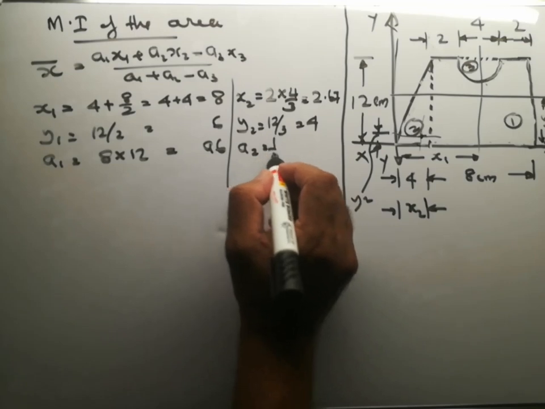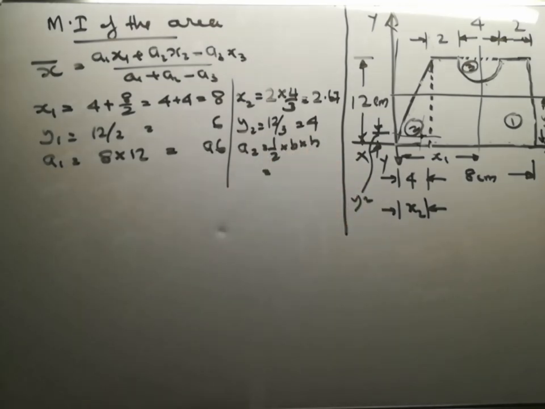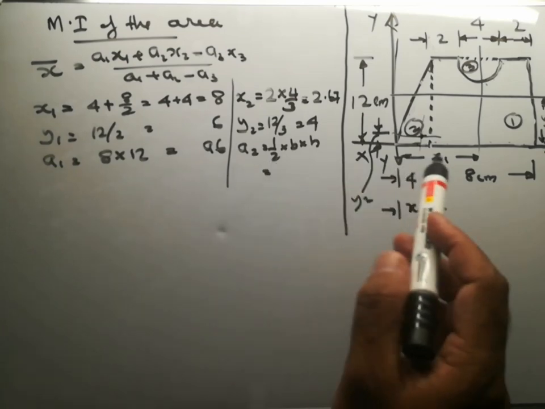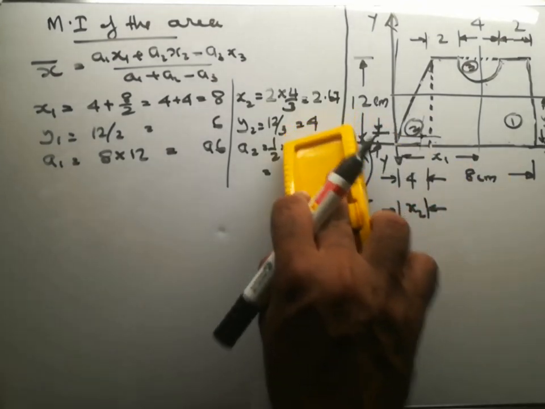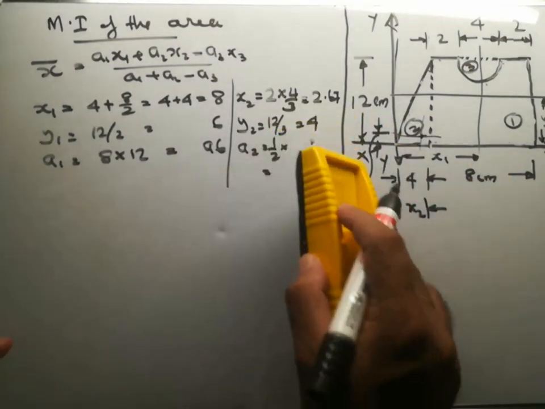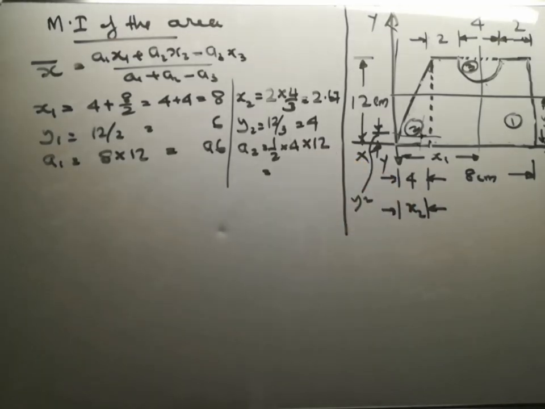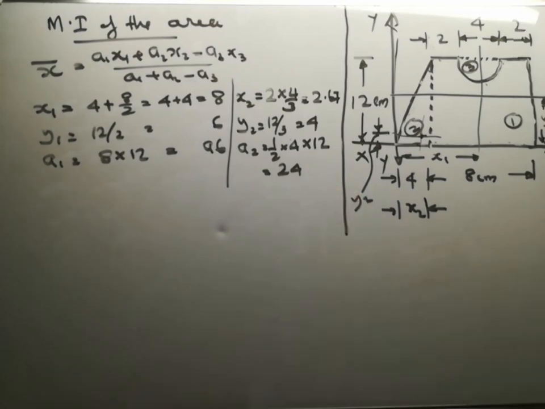a2 is equal to half b into h. That should be equal to, when you substitute the values, half into 4 into 12. So 24 centimeter square. A2 is 24 centimeter square.